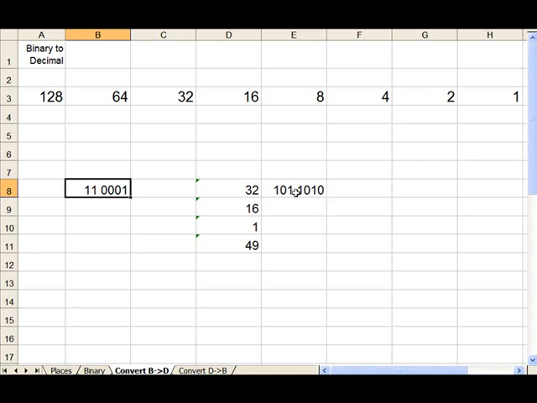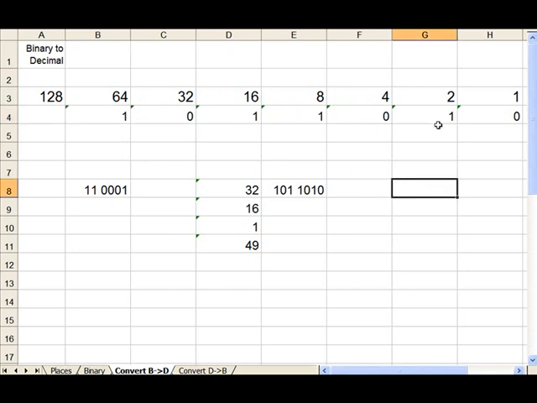We have 7 bits here. Let's put them in their places where we have the value of the places written. So 0, 1, 0, 1, 1, 0, and 1. It's very easy to make a mistake doing this, so I'm going quite slow.